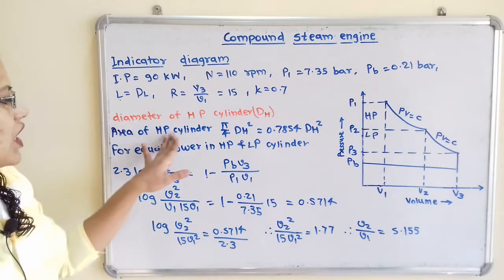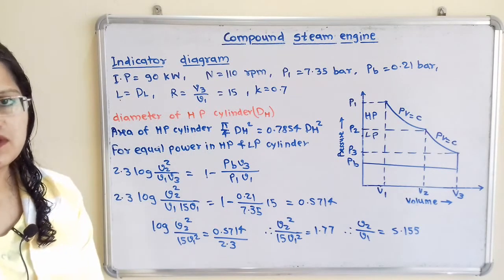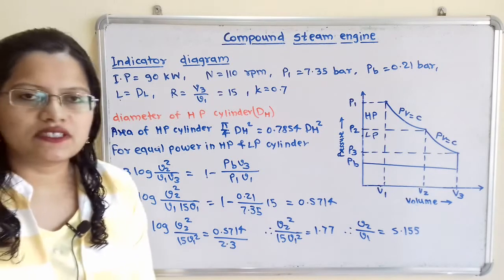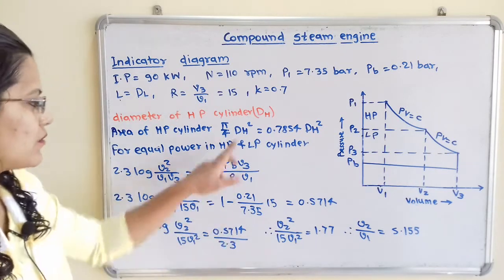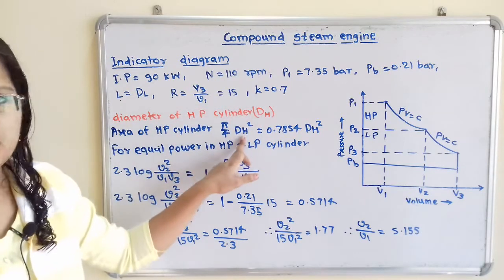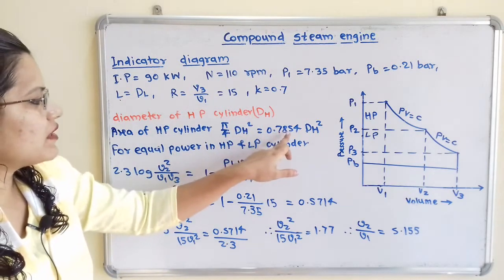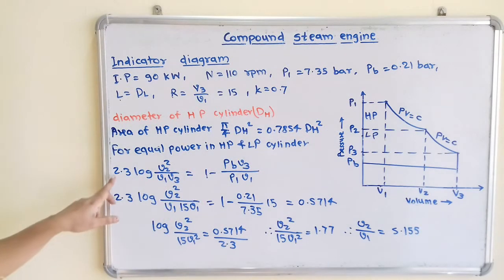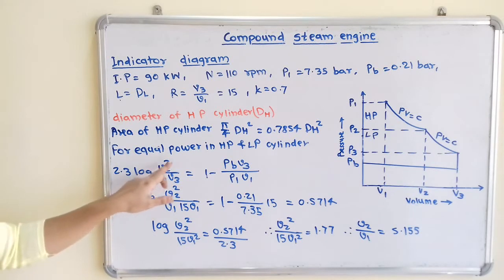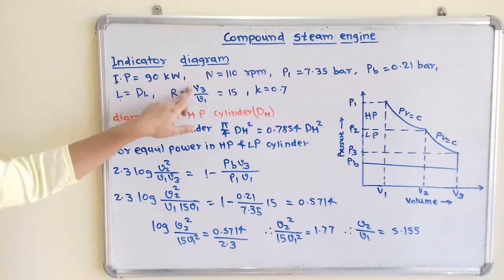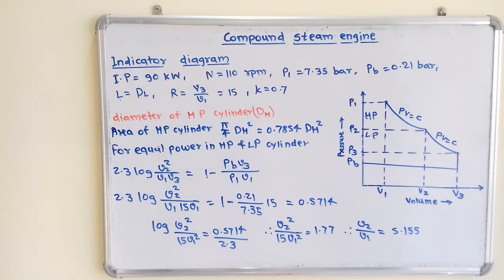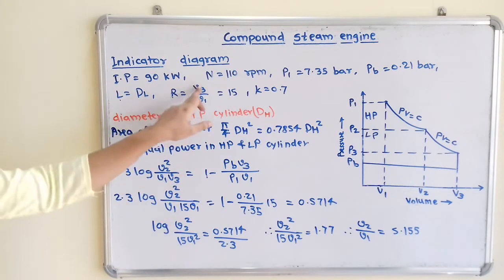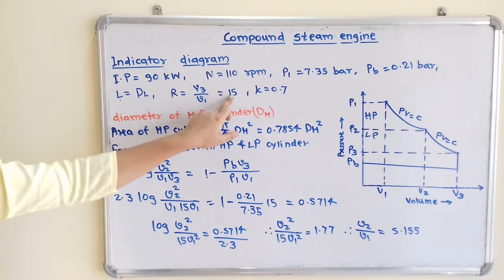Now what is the area of high pressure cylinder? We know that the area of high pressure cylinder is pi by 4 dH square, where dH is the diameter of the HP cylinder. That is 0.7854 dH square. Now we will move to the calculation. So 2.3 log of V2 square divided by V1 V3. Now we have the relation that V3 by V1 is equal to 15. So if we observe, we can replace V3 with V3 is equal to 15 V1.